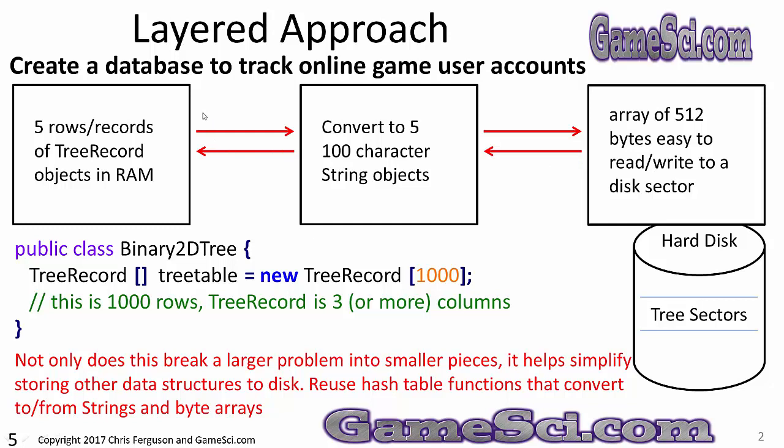The only new thing we have to do is convert from a row in RAM memory to a string, and from a string to a row in RAM memory. This is code reuse, and it makes implementing data structures to disk drives easier. That extra layer isn't more work, it actually means other data structures will be easier to write to disk memory.